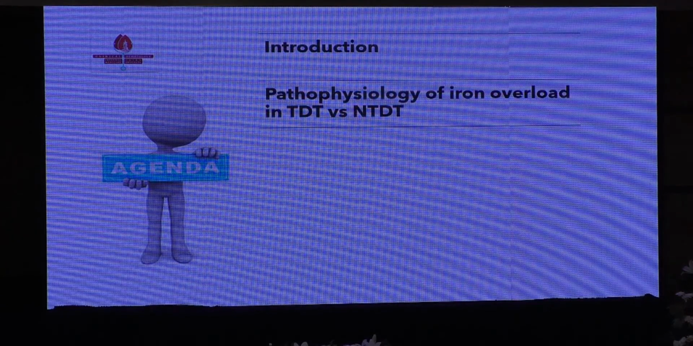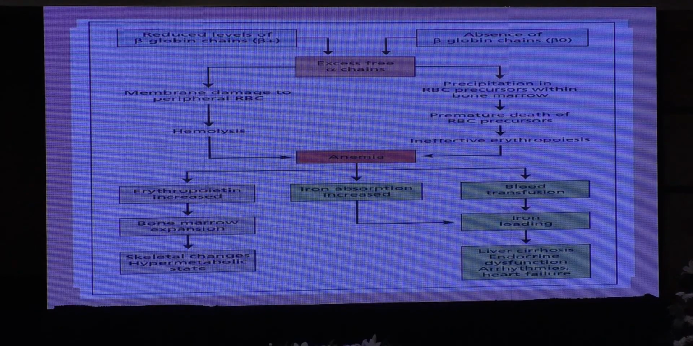What about the pathophysiology of iron overload in transfusion-dependent versus non-transfusion-dependent thalassemia? This picture, which we have seen before, describes the pathogenesis of thalassemia occurring mainly in transfusion-dependent thalassemia. The main problem in thalassemia is the reduction or absence of beta globin chain, which leads to an imbalance between beta and alpha globin chain synthesis. That's the hallmark of thalassemia syndrome as a whole. This will lead to precipitation of RBC precursors within the bone marrow and premature death of RBC precursors, leading to ineffective erythropoiesis, and membrane damage to peripheral red blood cells causing hemolysis.